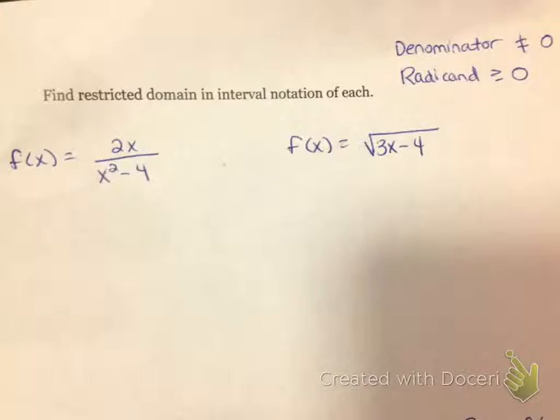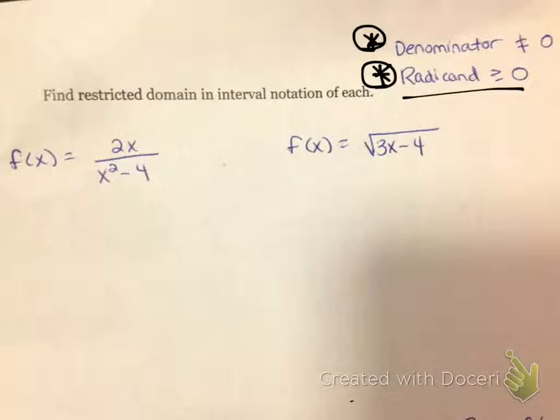Okay, now we need to find the restricted domain and interval notation of each. So I have in the top right hand corner to remember, you need to remember two things. Denominator cannot equal 0, and if I had a square root function, the radicand, fancy word for what's underneath the radical, has to be positive, greater than 0.